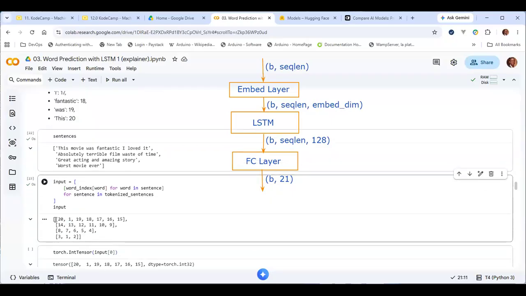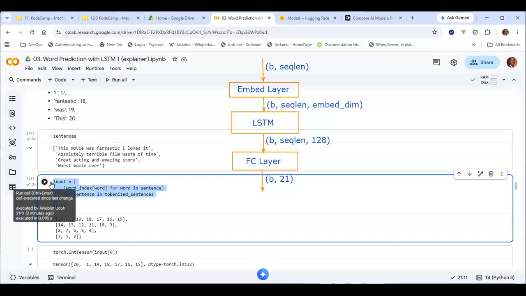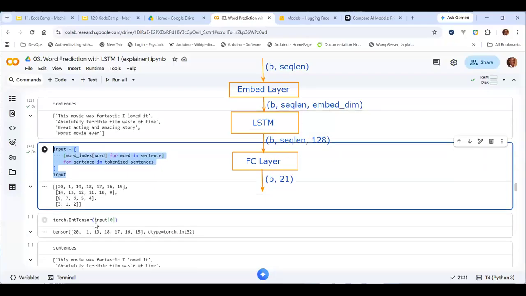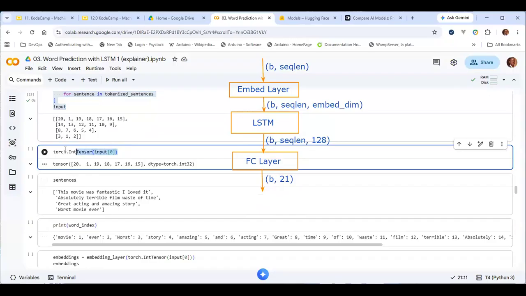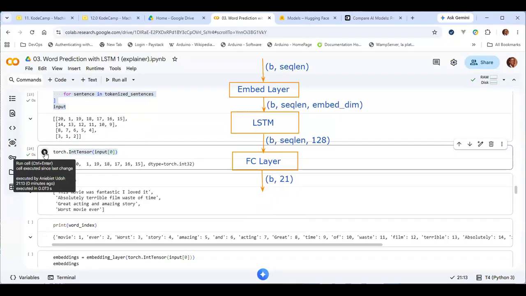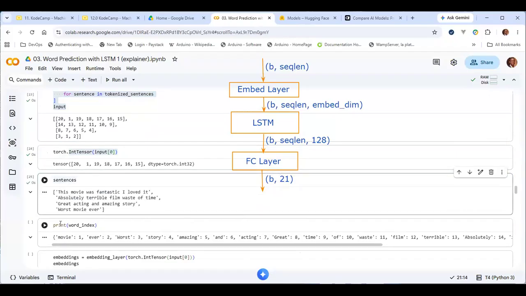And that's basically how the indexes work. These are not the embeddings yet, but these are the indexes. This forms the input. So the input you normally send into an embedding layer is just an input that contains the indexes of the words in the vocabulary. You convert that into an int tensor because the embedding layer always takes an int, because it is going to look up in the embedding matrix. Okay, so these are the same sentences. I was just trying to show here what the index is.